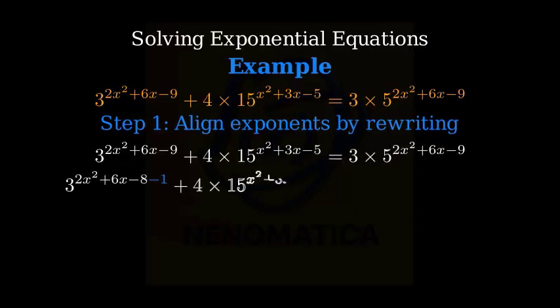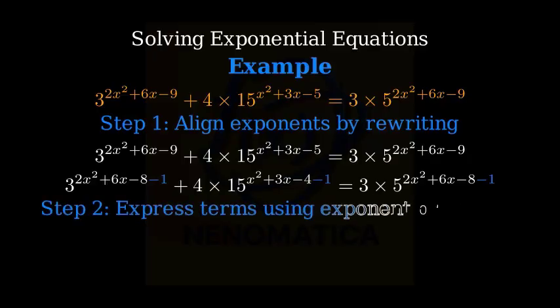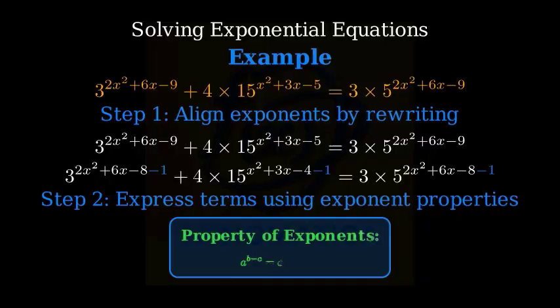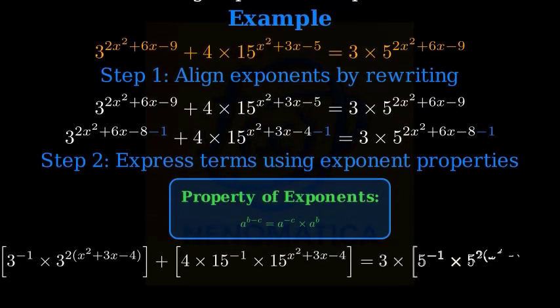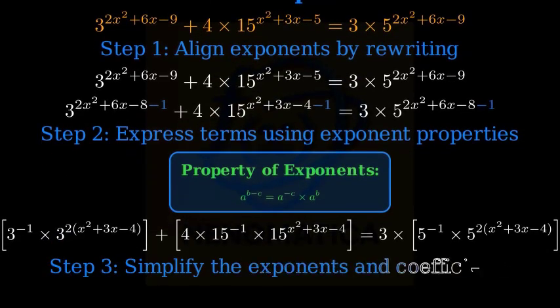We'll subtract 1 from each exponent on both sides of the equation to make the exponents easier to handle. Next, let's use the property of exponents that a to the power of b minus c equals a to the power of negative c times a to the power of b. We'll also factorize the exponent 2x squared plus 6x minus 8 as 2 times the quantity x squared plus 3x minus 4. Now, let's simplify this expression.